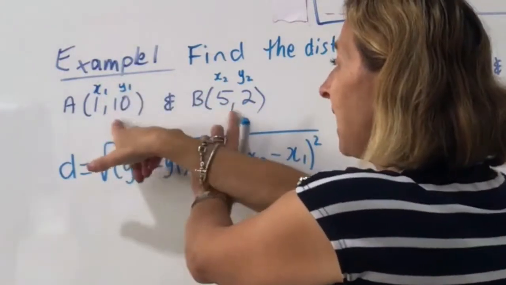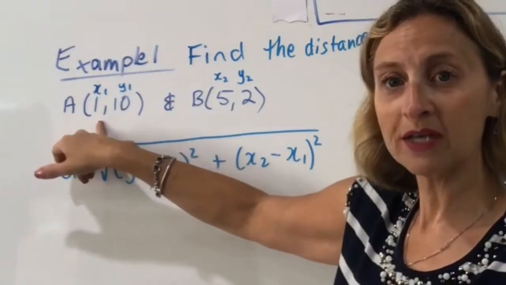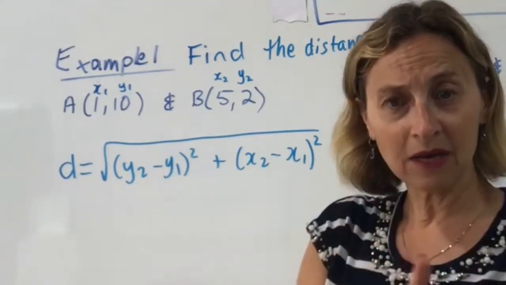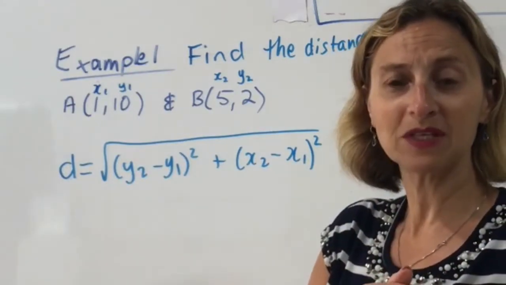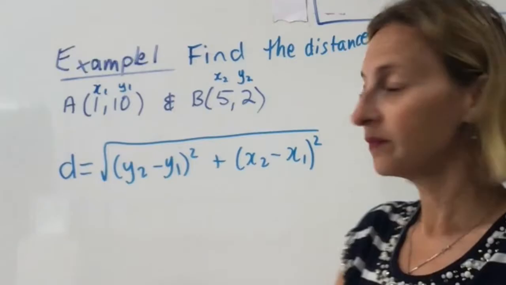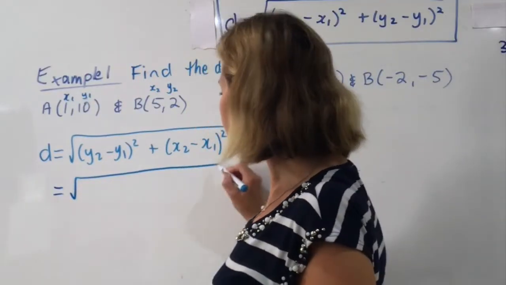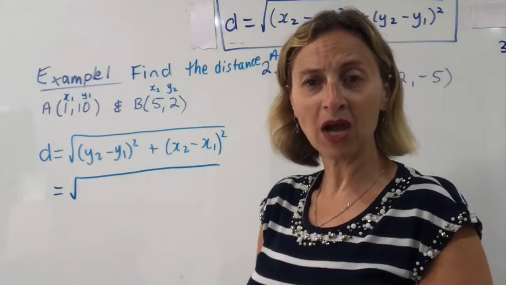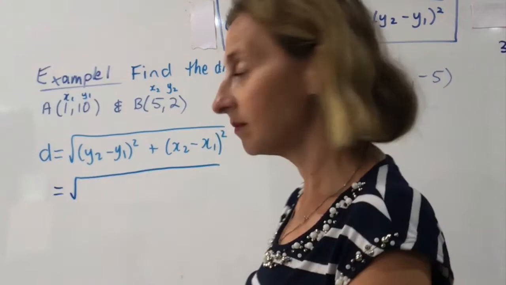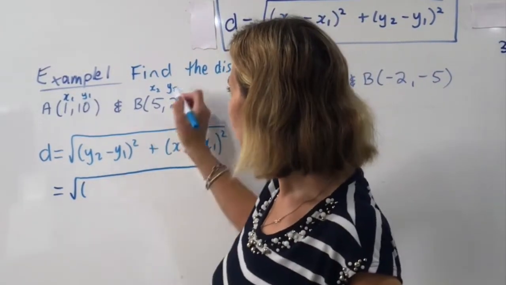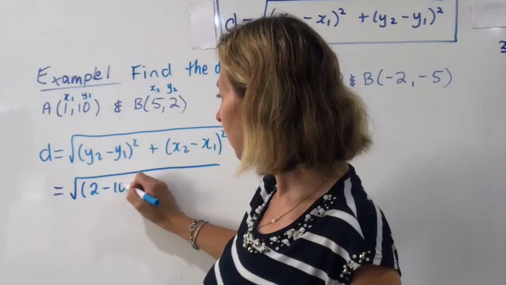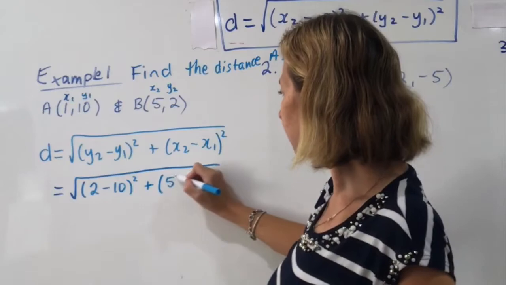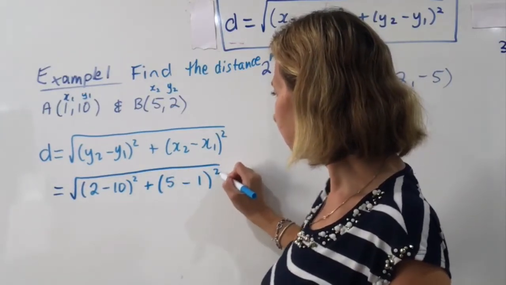If you wrote them the other way around, and you made that one x2, y2, and this one x1, y1, that's okay. As long as the 1's are the same and the 2's are the same, with the same point, you'll be fine. All you need to do now is be very careful, substitute the right numbers in the right spot, and we're done. So we have y2 minus y1 squared plus x2 minus x1 squared.